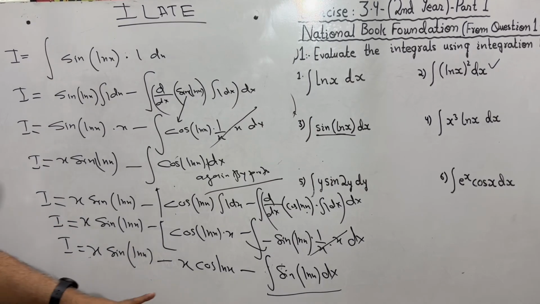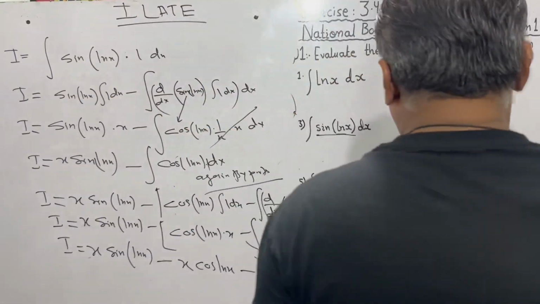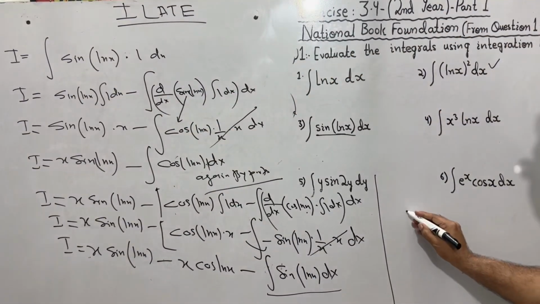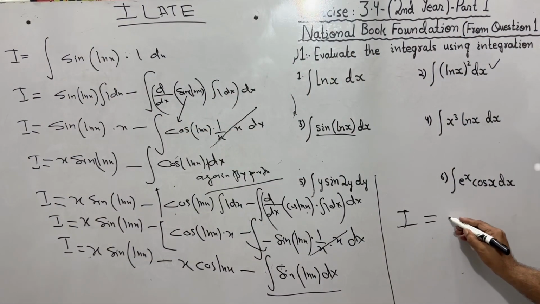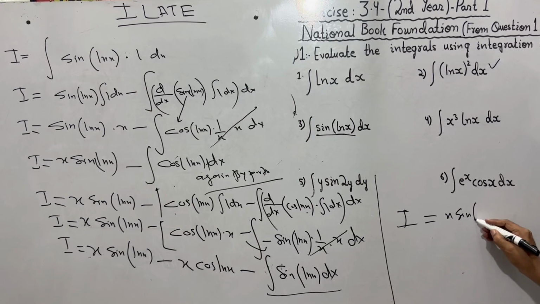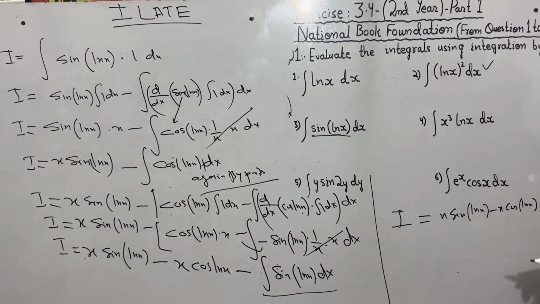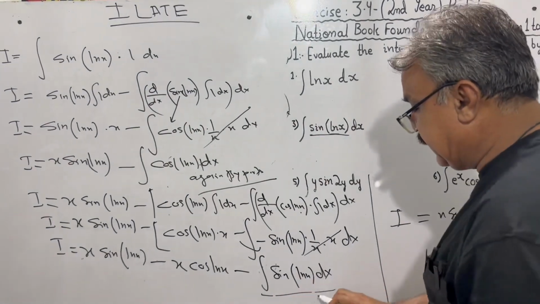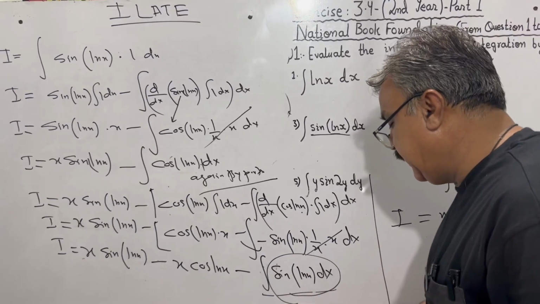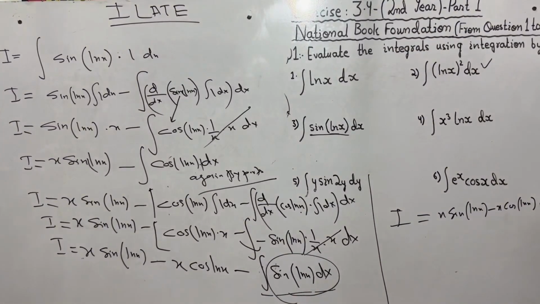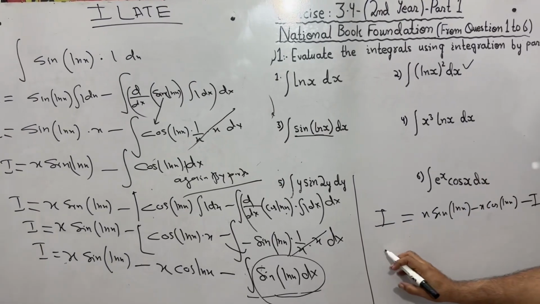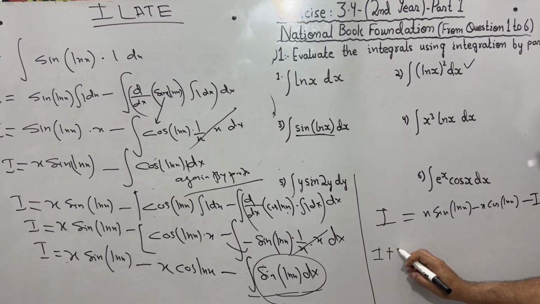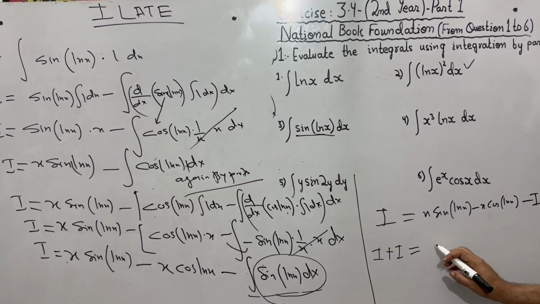I have written I. This is our I again, that repeats. This is I. Let me write x sine ln x minus x cos ln x. This data repeats. I can write, instead of this, again the integral I. Shift I here. I plus I will become 2I.